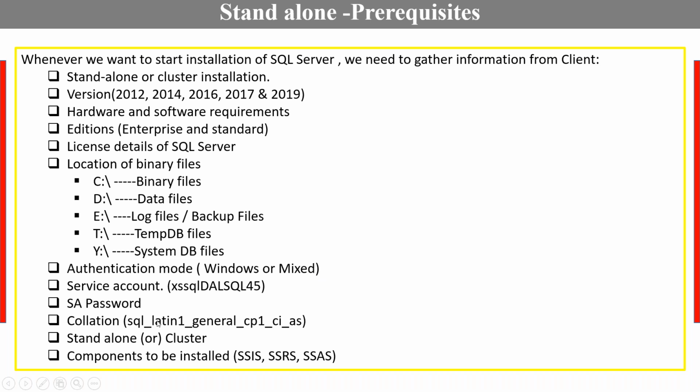Okay, next, collation language. By default, when you are performing installation, it is Latin. Sometimes the application team will request a Spanish language or Japanese language, their local languages. In that case, you can change the collation.